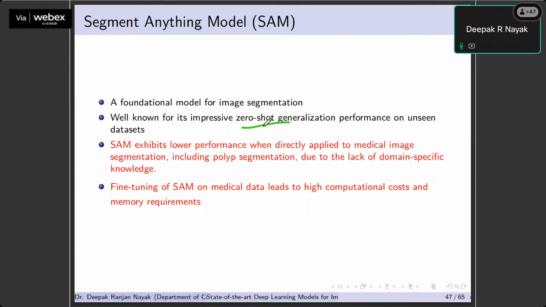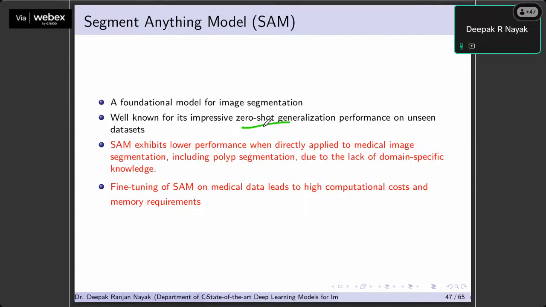But we tried to apply SAM to solve the similar task, whatever I've shown right now, and we faced a lot of issues. Initially we applied SAM to the problem of polyp segmentation, but we didn't get correct output. The performance was very, very low. Why is it so? Because of the lack of domain-specific knowledge. Even what we have seen, SAM has already been designed.